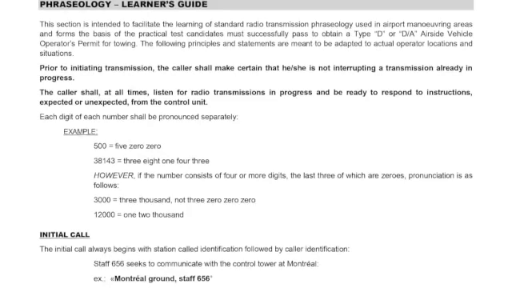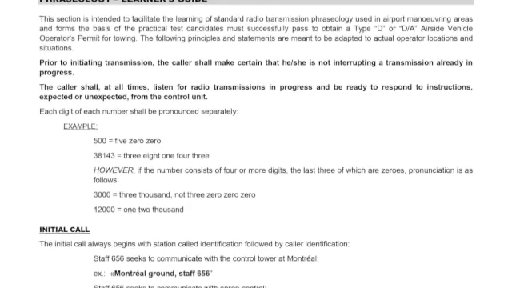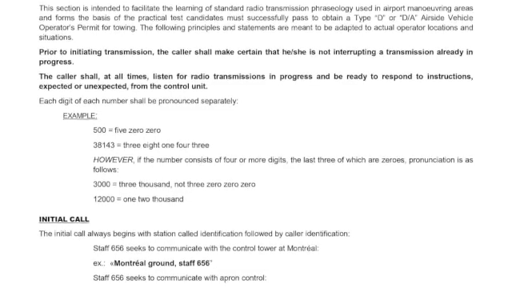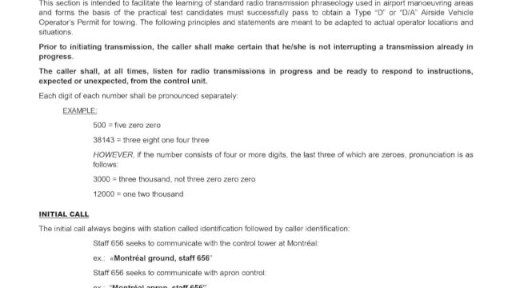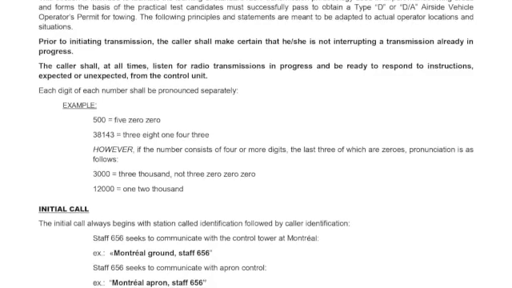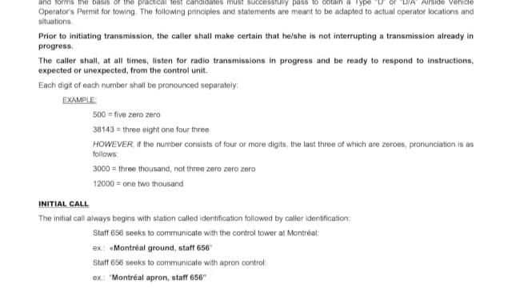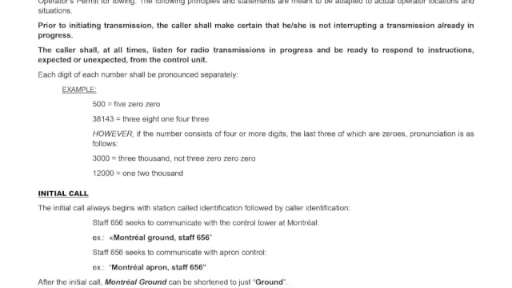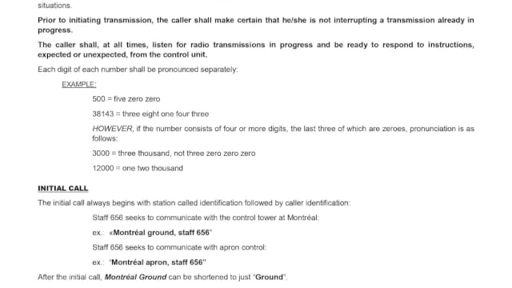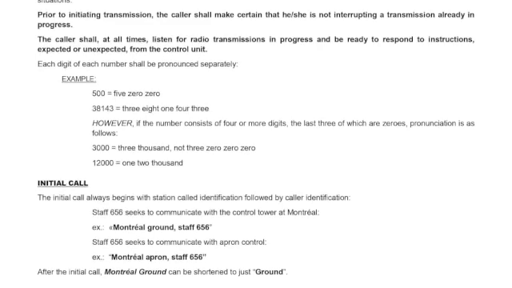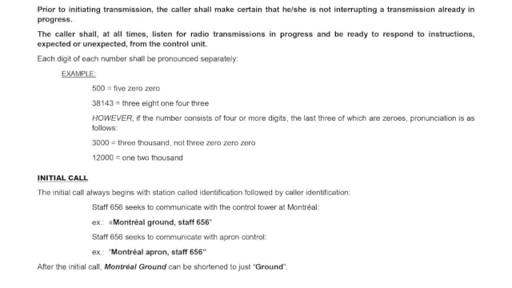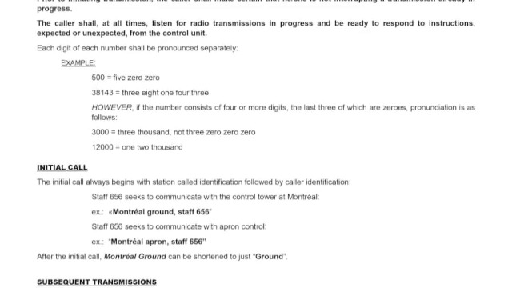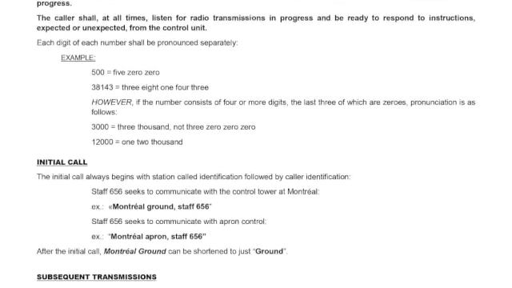Each digit of each number shall be pronounced separately. Example: 500 is five zero zero, 38,143 is three eight one four three. However, if the number consists of 4 or more digits, the last 3 of which are zeros, pronunciation is as follows: 3000 is three thousand, not three zero zero zero. 12,000 is one two thousand. Initial call: the initial call always begins with station called identification followed by caller identification.